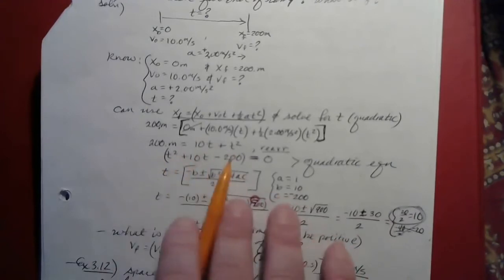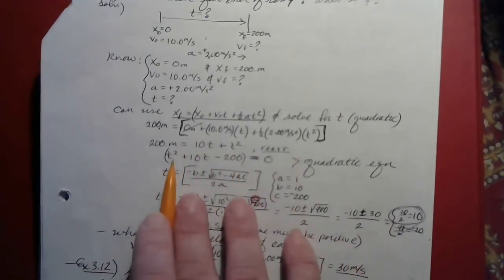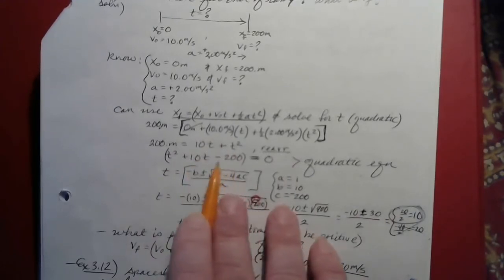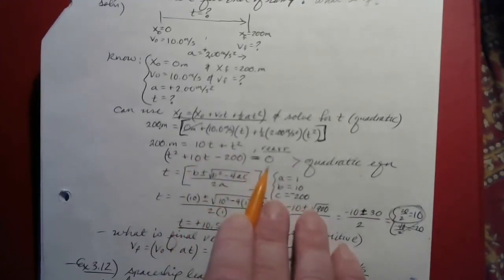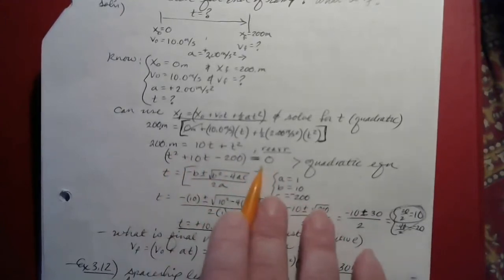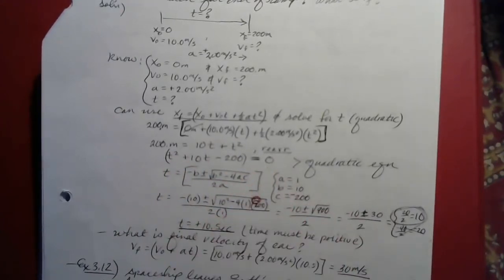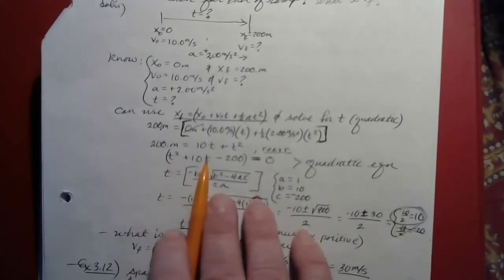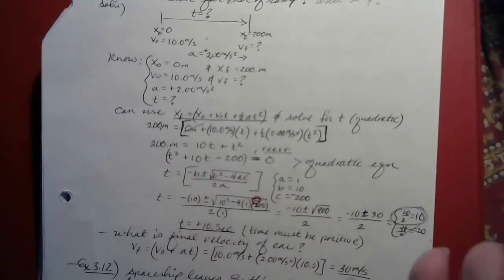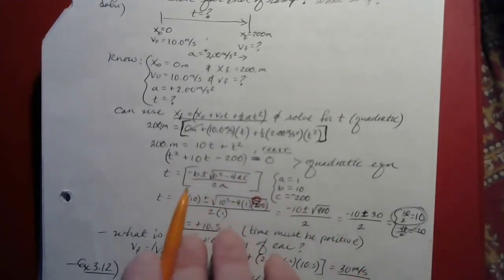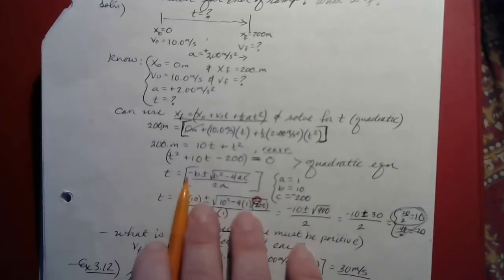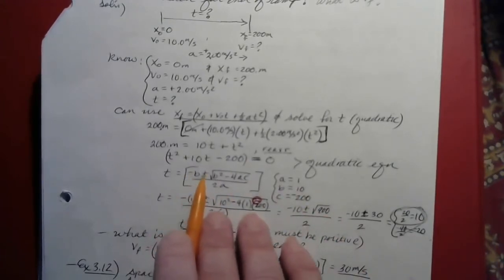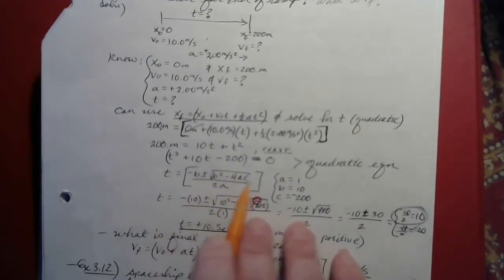And so when you rearrange this equation to put it in that customary order, you get t squared plus 10t minus 200, and that equals 0. With a quadratic equation, you always want to set it equal to 0. Because we've got t to the second and t to the first and t to the 0, that makes it a quadratic equation. And we can solve it using the customary quadratic formula, which is negative b plus or minus the square root of b squared minus 4ac, over 2a.